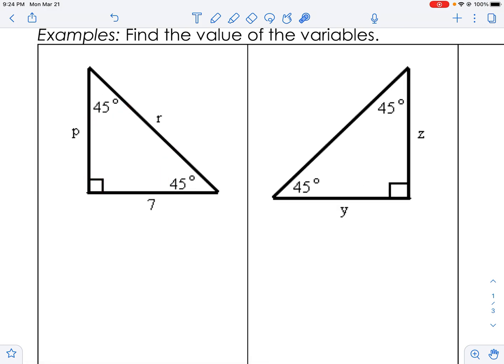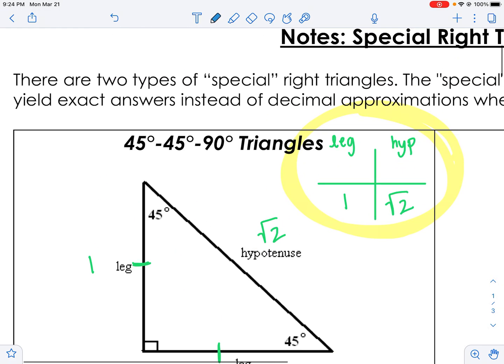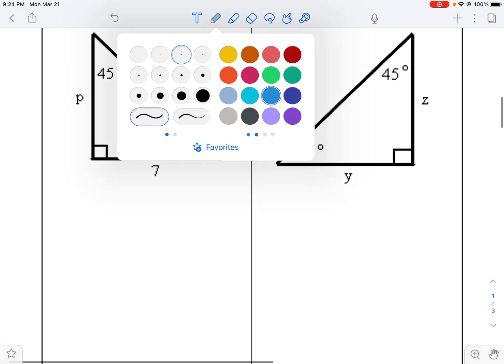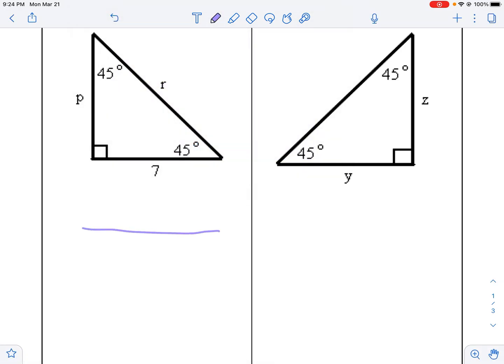Okay, I can see that it's 45, 45, 90. So I'm going to go ahead and I'm going to go back up here. I'm going to use this chart, the 45, 45, 90 chart. So in the bottom of that chart, I'm going to fill in 1, root 2.